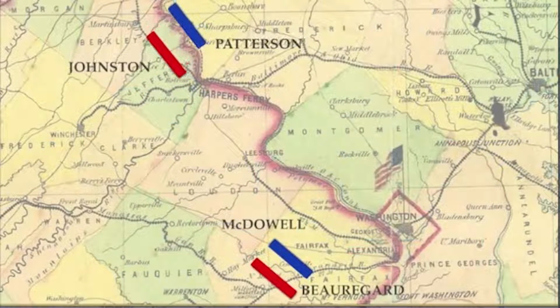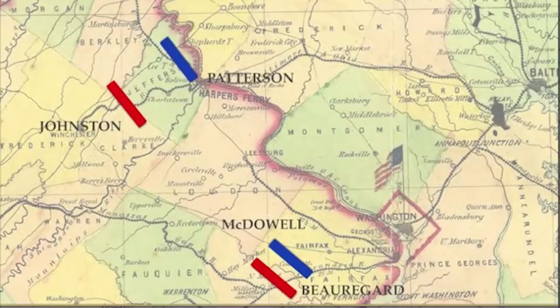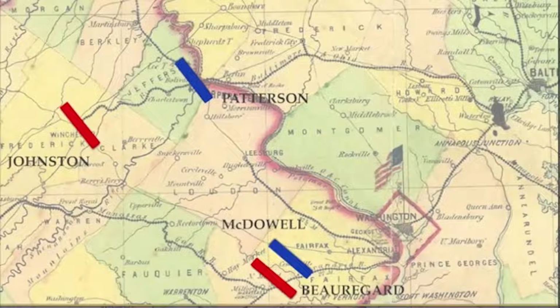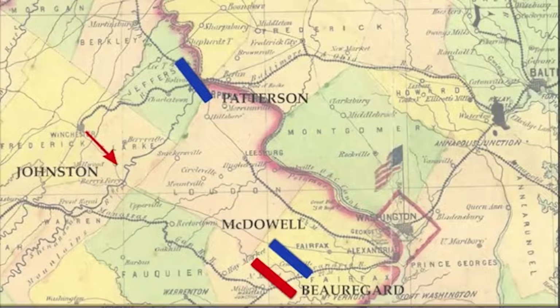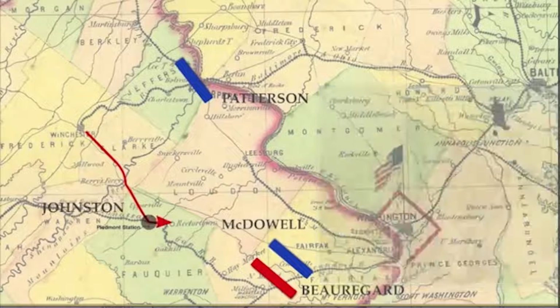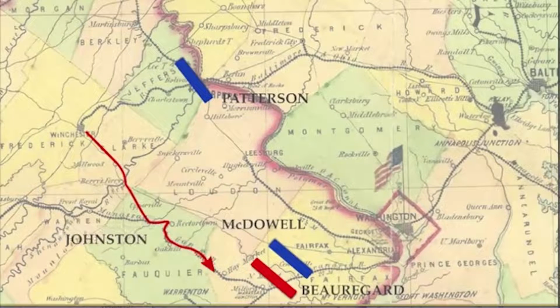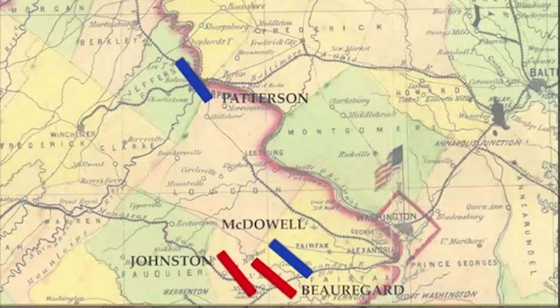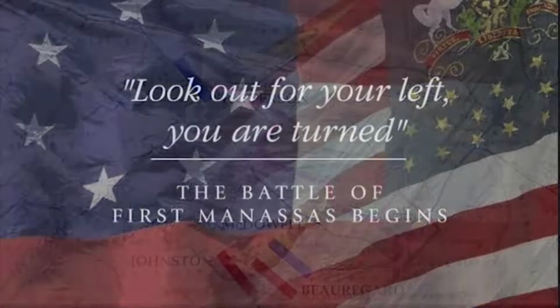Meanwhile, in the Shenandoah Valley, General Joseph E. Johnston slipped away from Union General Robert Patterson. Johnston's troops marched to the Manassas Gap Railroad, where they boarded trains for Manassas. It was the first time that troops were rushed to a battlefield by rail. This movement placed the Confederates on equal numerical terms with the Union Army.